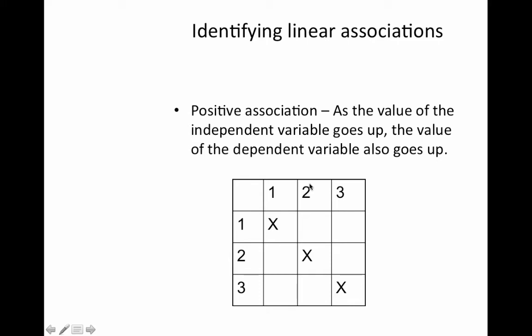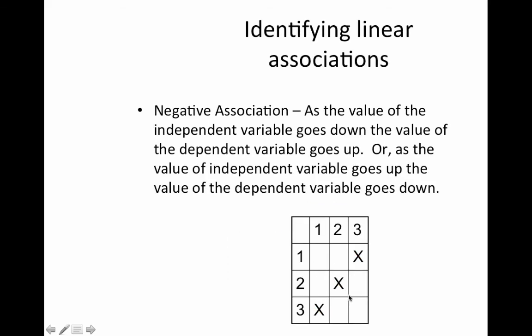There are two different types of linear associations: positive linear associations and negative associations. In a positive association, as the value of the independent variable goes up, so again, independent variables across the top, and it goes up from 1 to 3, in this direction, the values on the dependent variable also go up from 1 to 3, in this direction. The x's are the highest percentage in that row, and you can see that those x's are going up. So we've got this line that goes in this direction, and that would indicate a positive linear relationship.